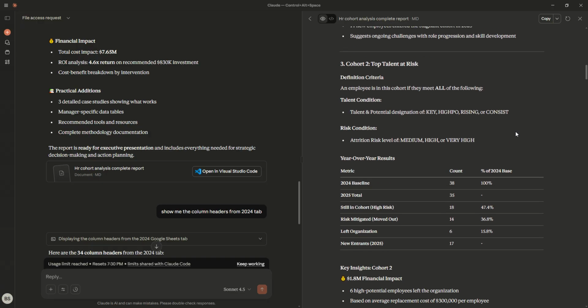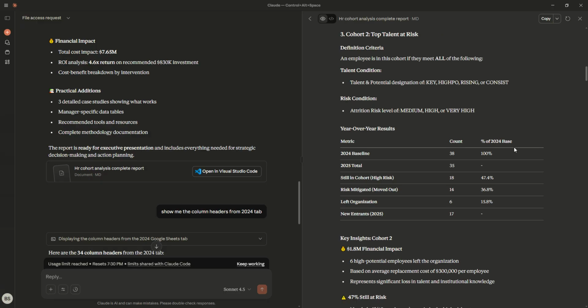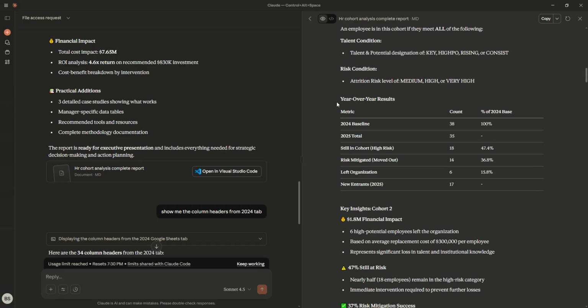Now let's move to the second cohort, top talent at risk. An employee in this cohort, if they meet all the following parameters, will be considered top talent at risk. The talent and potential designation of key, high, rising and constant. Risk condition is attrition risk level of medium, high or very high. Here you can see the year over year result metrics.